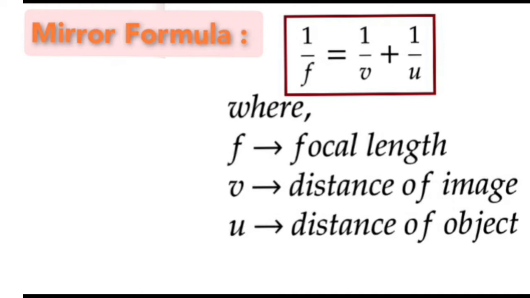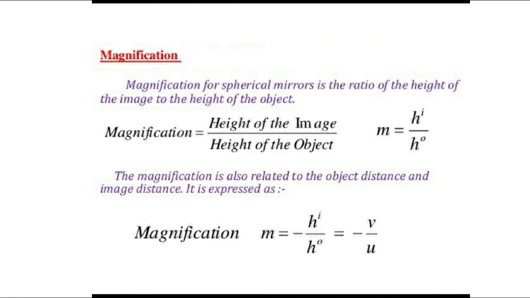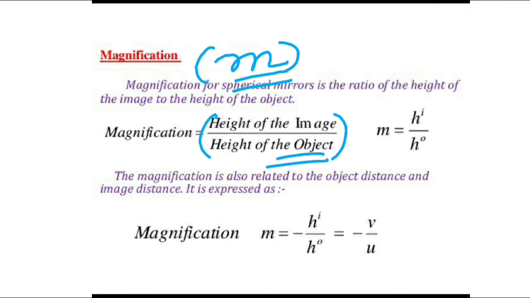There is another term related to this mirror formula, which is known as magnification. This magnification is represented by small m. It is simply the ratio of the height of the image to the height of the object. We have different heights of the image and object according to the different positions. Sometimes we get a highly diminished or point-size image, sometimes the same size, and sometimes enlarged or highly enlarged.